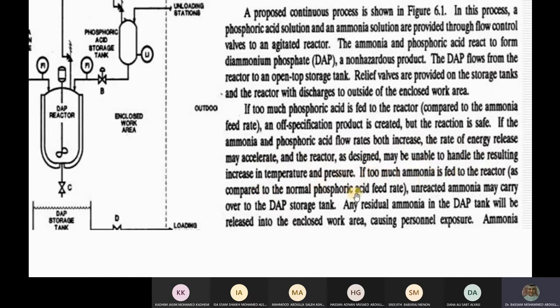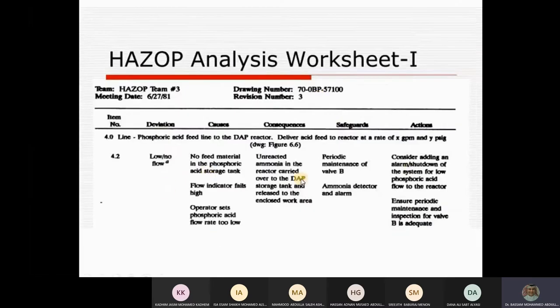If too much ammonia is fed to the reactor as compared to the normal phosphoric acid feed rate, unreacted ammonia may carry over to the DAP storage tank. Okay, so in this one you have more and more, and then it overflows. Any residual ammonia in the DAP tank will be released into the enclosed work area, causing personnel exposure. So if it goes out here, this will cause some exposure to people working around this reactor, and it could be a problem. Okay, great. So what do we have here?